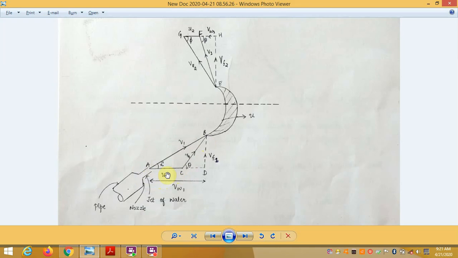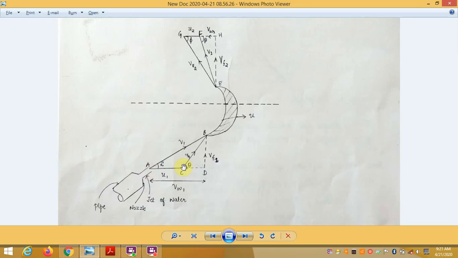Okay, then join CV. So here I will get a point at C, then the B point is there, then I will join this point, and that is called the line CV, which represents the relative density VR1. So this represents the relative velocity VR1 at the inlet. So this is the inlet.